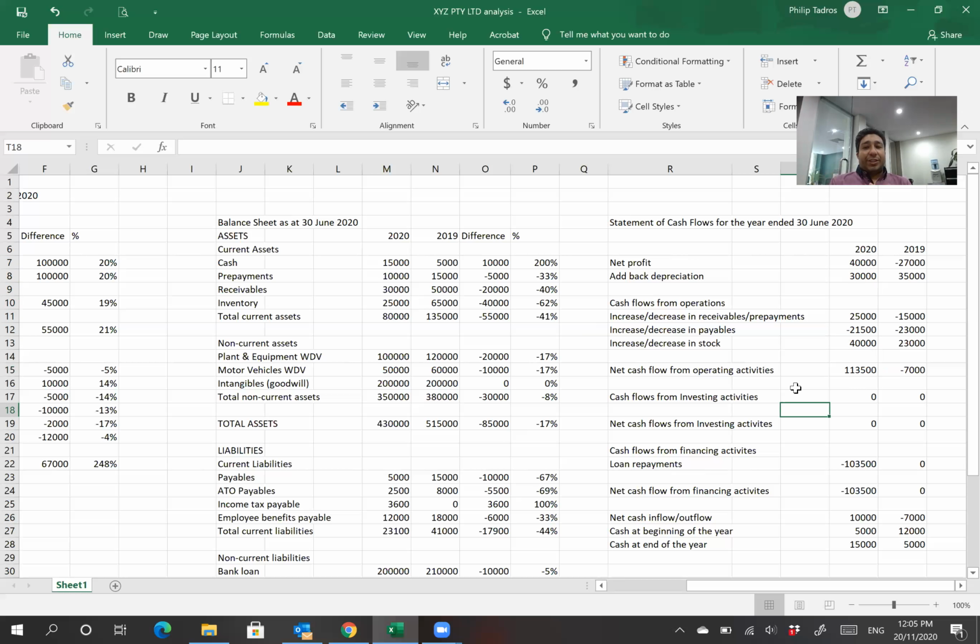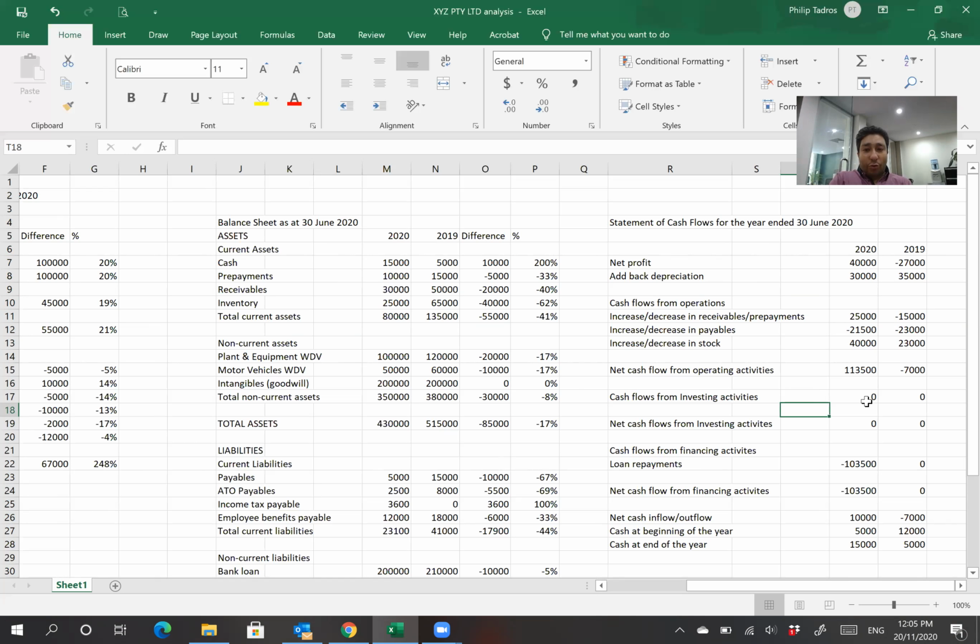Now, investing activities relates to any non-current assets that the business purchases and uses over a long-term period, more than 12 months, and that asset in turn will generate income for the business. So investing activities deals with any proceeds from sale of plant and equipment or motor vehicles, and also any cash outflows from purchasing property, plant and equipment.